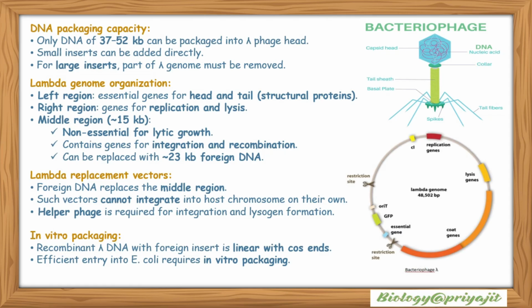Lambda genome organization: the left region of the genome has genes essential for head and tail structural proteins. The right region has genes for replication and lysis. The middle region is approximately 15 kb in length. It is non-essential for lytic growth, but contains genes for integration and recombination, and it can be replaced with 23 kb of foreign DNA. Lambda replacement vectors: foreign DNA replaces the middle region. Such vectors cannot integrate into the host chromosome on their own, so a helper phage is required for integration and lysogen formation.